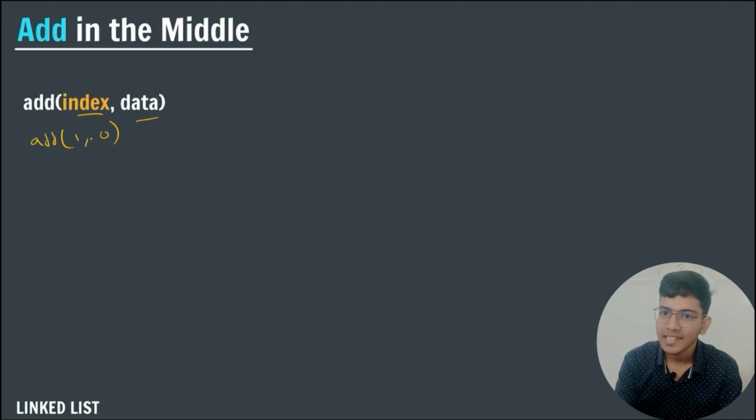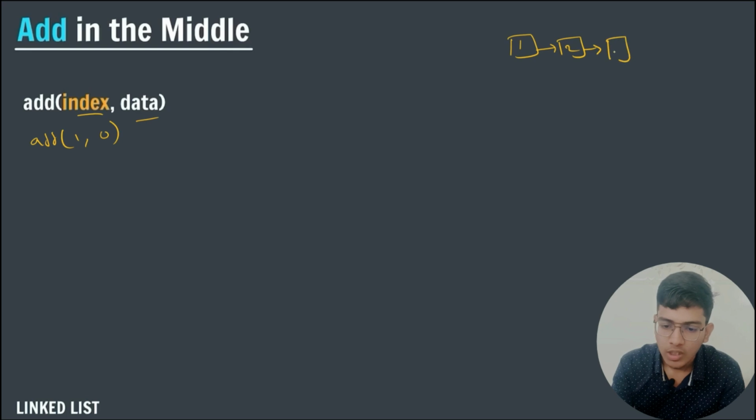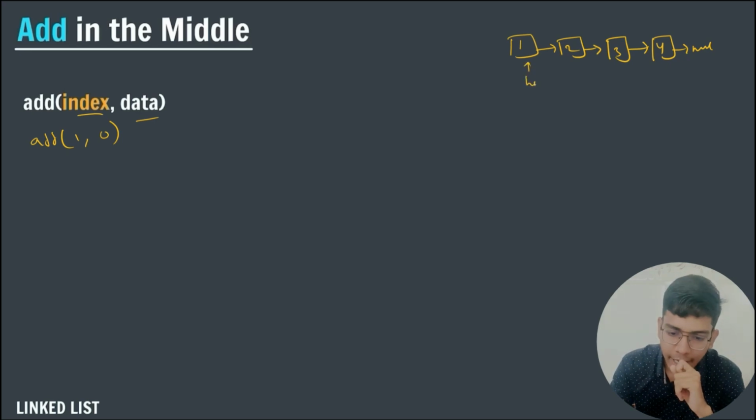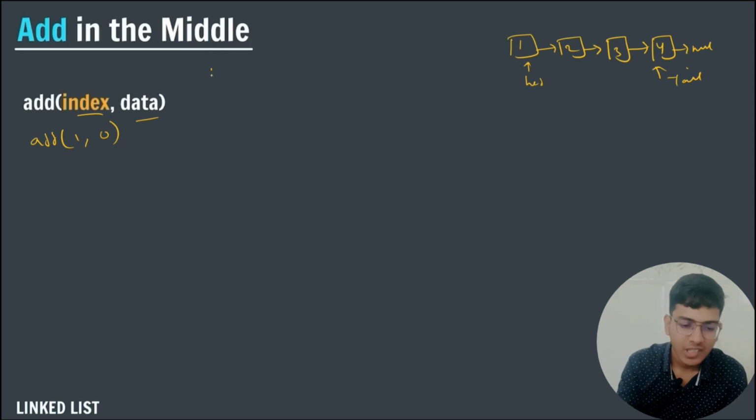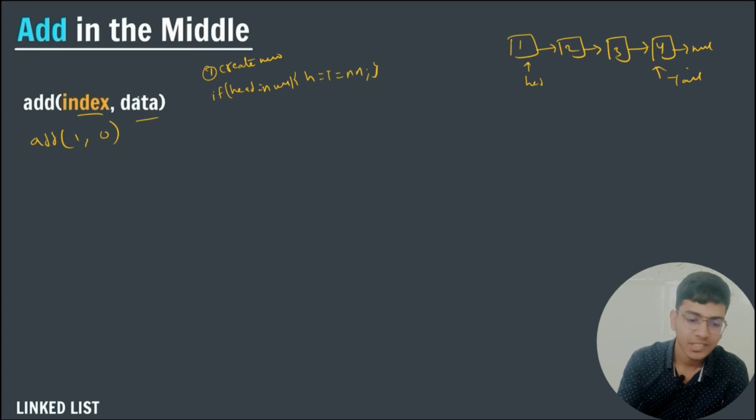To understand that, let us take a linked list as an example. So here I am taking a linked list as example, 1 2 3 4, and it is pointing to null. Here this is my head and this is my tail, obviously. So what are the steps here? The first step will be create a new node, and if head is equal to null, that is no elements present in my linked list, then head is equal to tail is equal to my new node. This is a simple step.